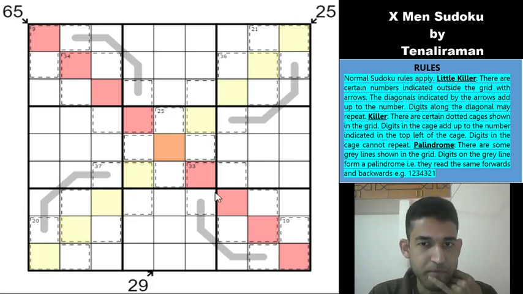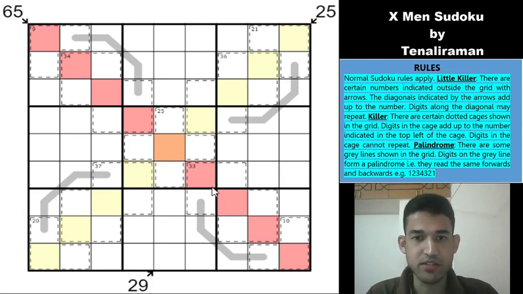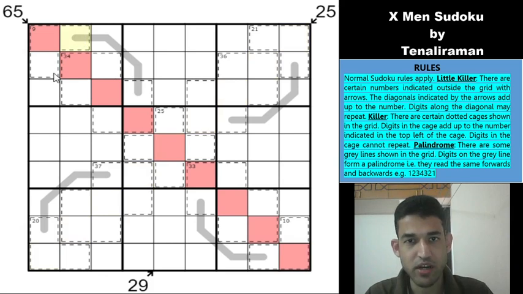So we would have to go deeper inside this Sudoku. If you look at this, these cages are covering the diagonals starting from here. So let me highlight those two.